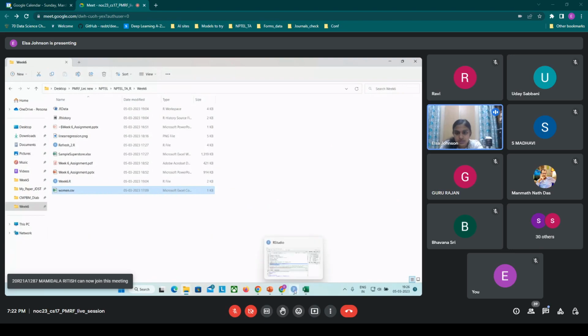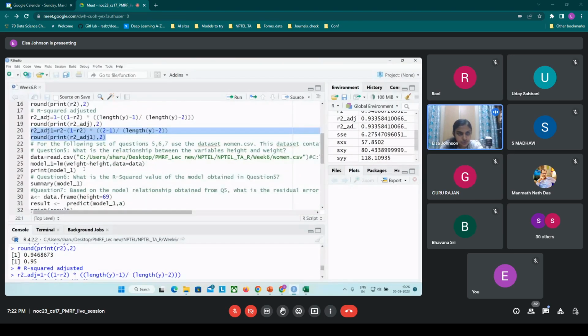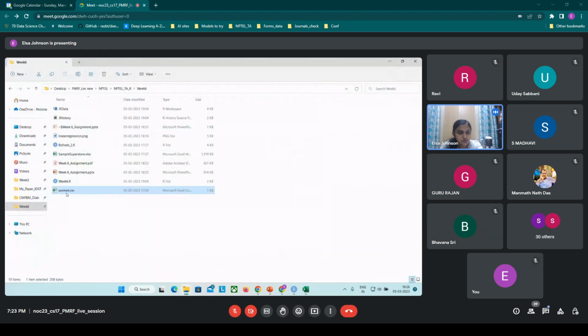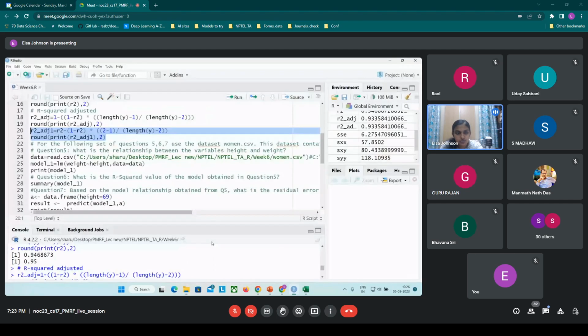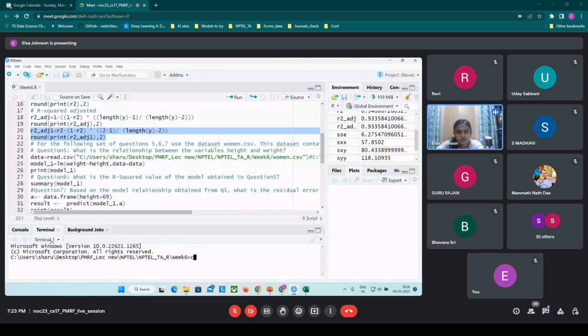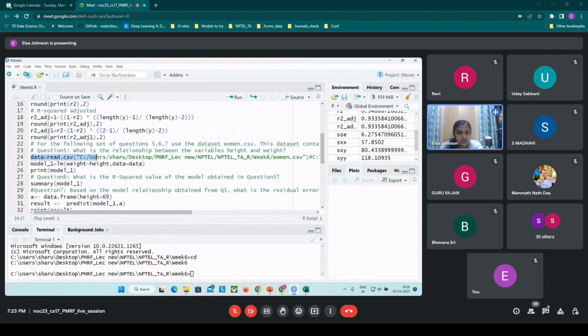So I'll just read this into RStudio. If your current directory is the same as the location of your file, you can just put the name of the file itself. You can type cd to see the current working directory. If the file is not in there, then you can type the whole file path. So either you simply put women.csv if your file is present in your current working directory, or else you have to type the whole file path.